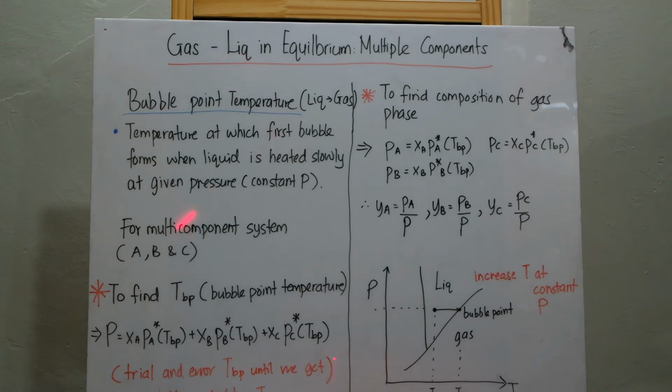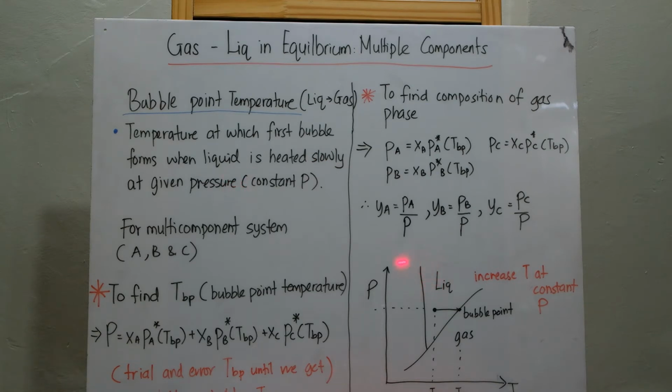Now, to find bubble point temperature in a system that has multiple components, I'm going to show you how to find it for a multi-component system. For example, let's say in our liquid we have components A, B and C only. So to find the bubble point temperature for this liquid mixture, remember, bubble point temperature is the temperature at which the first bubble forms when liquid is heated slowly at given pressure.